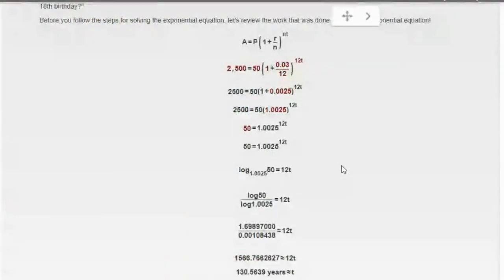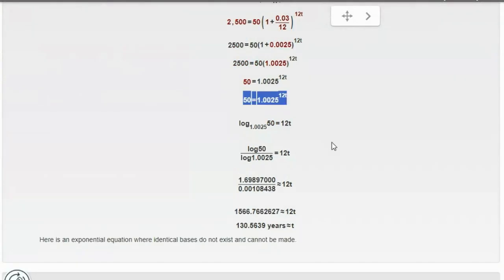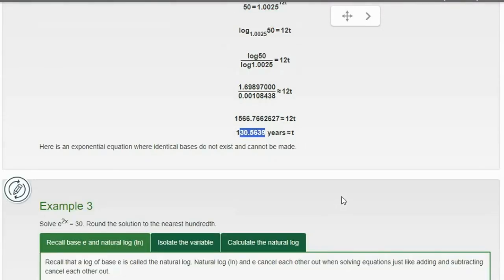That's right here. We get down to that 50 equals 1.0025 to the 12t. So you rewrite it as a logarithm with that weird base equals 12t. They went ahead and put numbers in there. Log 50 is 1.6989700. Log 1.0025 is 0.0010. They divide it, and then they divide both sides by 12 to get 130 and a half years. So we can use logarithms to solve exponential equations that we cannot make the same base.